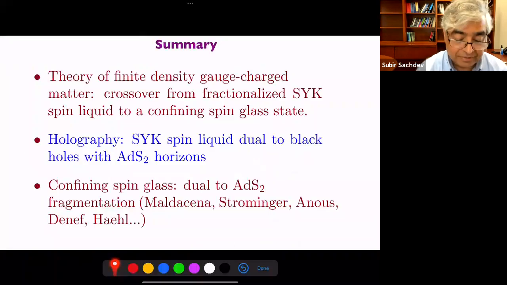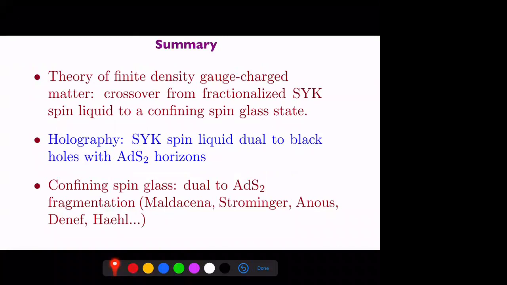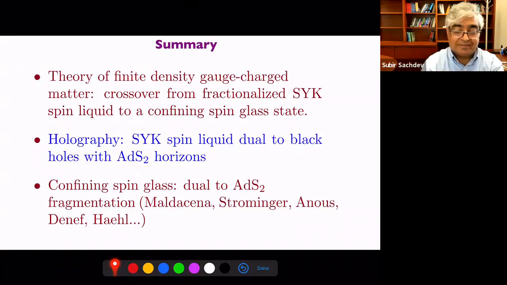All right, to conclude, you presented, I think, one of the rare theories of finite density gauge charged quantum matter, where we can see a crossover from a deconfined liquid to a confining state. Now the deconfined state here is dual to the black hole with the AdS2 horizon. And there's an intriguing set of ideas that the confining spin glass state has something to do with fragmentation of the horizon. So, thank you.